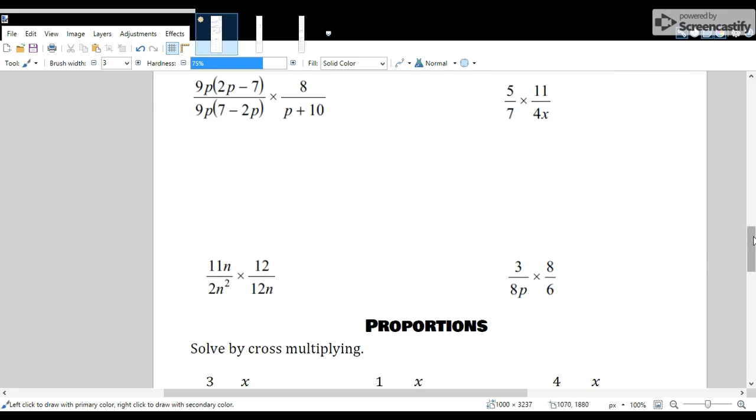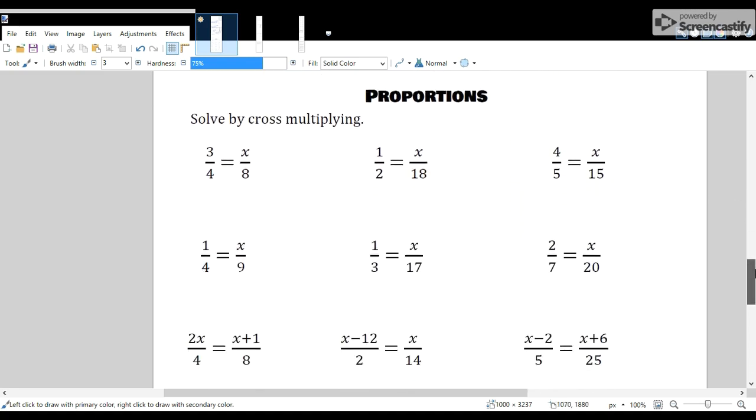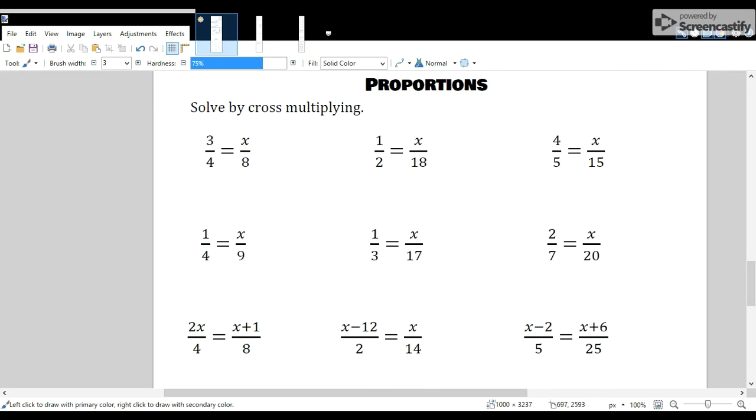Let's go to the next page with proportions. For proportions, we're going to solve them by cross multiplying using the butterfly method. So let's look at the first one. 3/4 equals x over 8. 3 times 8 is 24. 4 times x is 4x.